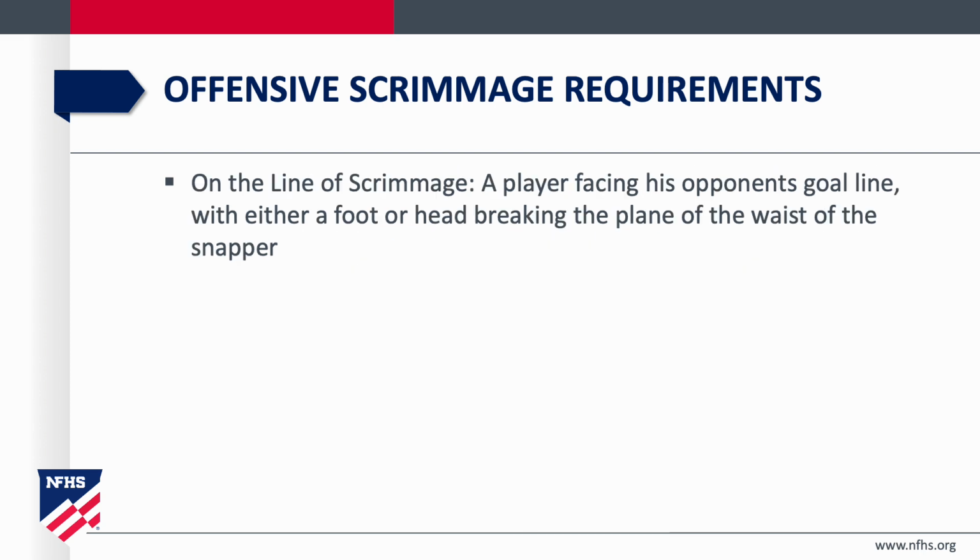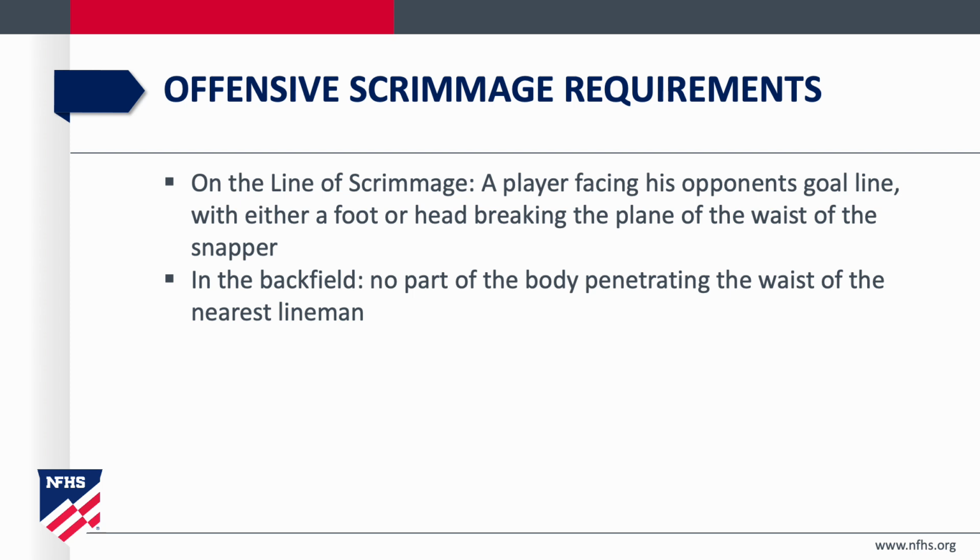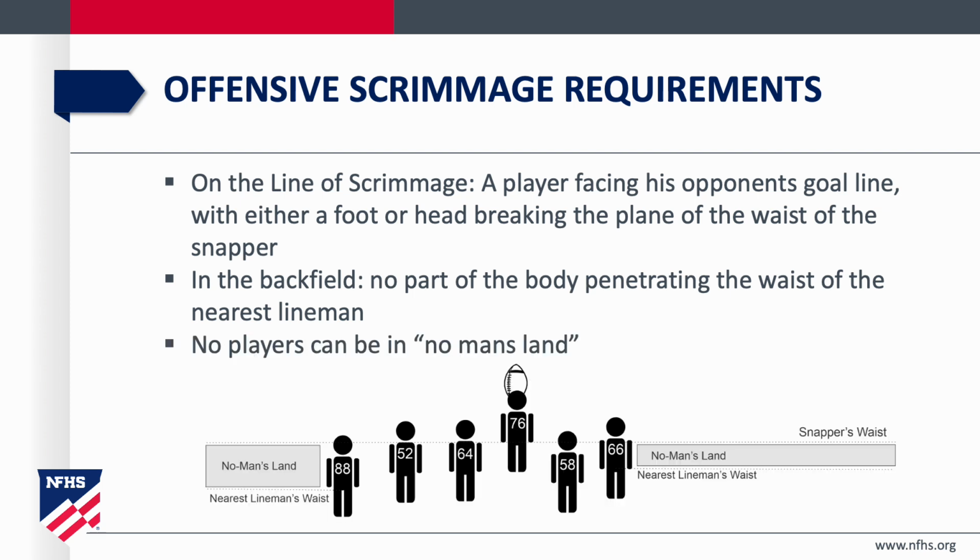In order to be on the line of scrimmage, a player must be facing his opponent's goal line and having either his foot or head penetrating the plane of the waist of the snapper. To be considered in the backfield, a player cannot have any part of his body penetrating the waist of the nearest lineman to him. There is a small area that we call no man's land. This is the area between the snapper's waist and the waist of the nearest lineman. No player can be in this area at the snap.